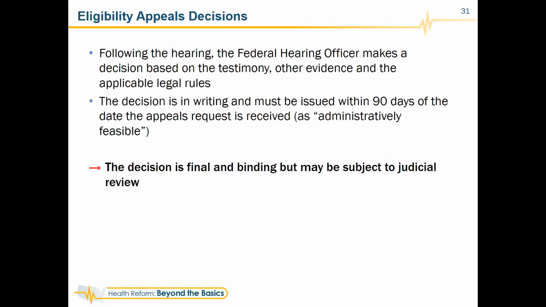What happens at the end when you actually get a decision from the Federal Appeals Entity? After the hearing, the federal hearing officer makes a decision based on the testimony, other evidence, and the applicable legal rules. They'll send the consumer and the authorized representative, if there is one, a decision in writing. It's supposed to be issued within 90 days, but we have this little phrase here, or as administratively feasible. And so again, some people, unfortunately, it takes longer than 90 days to get a decision.